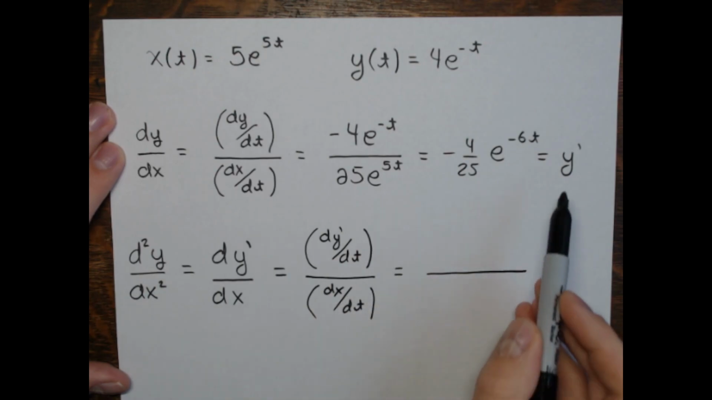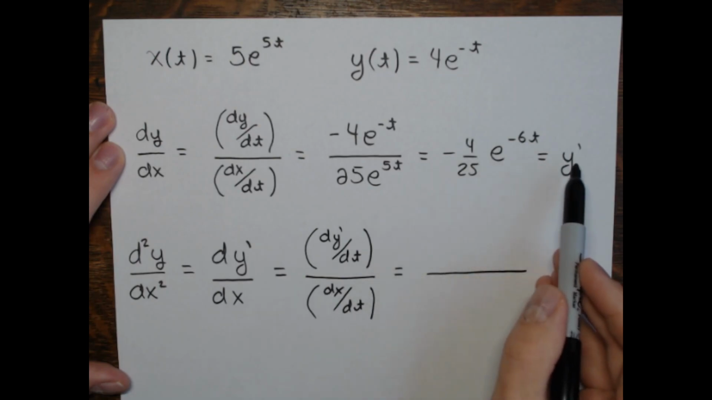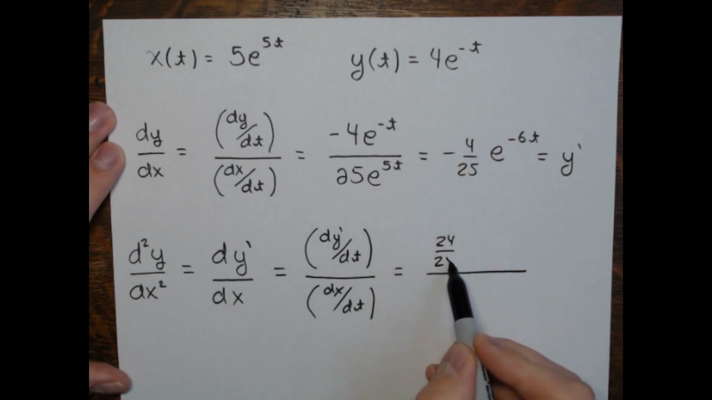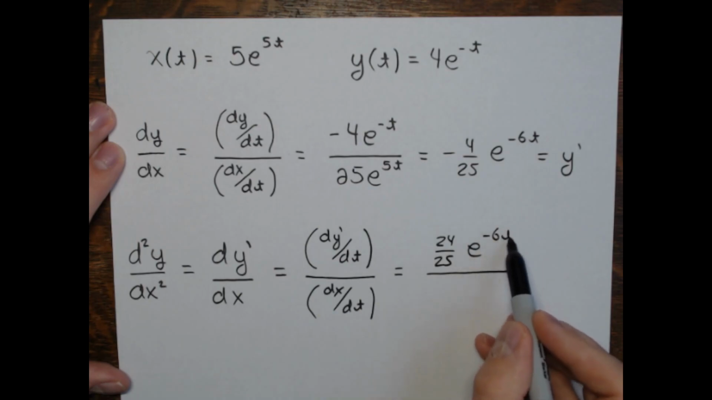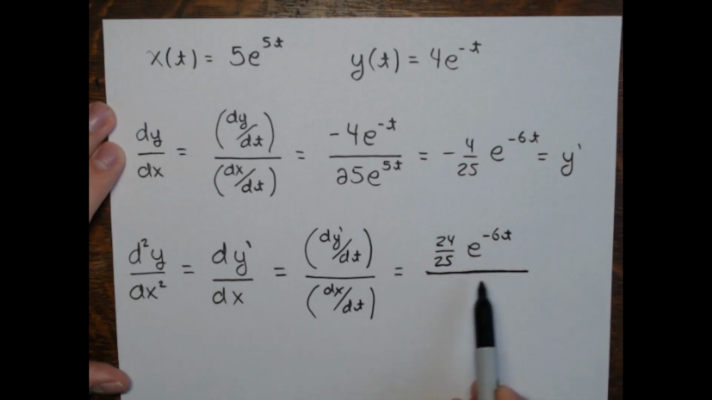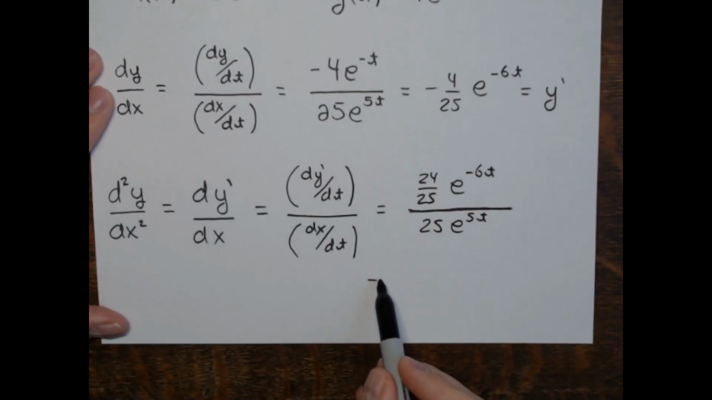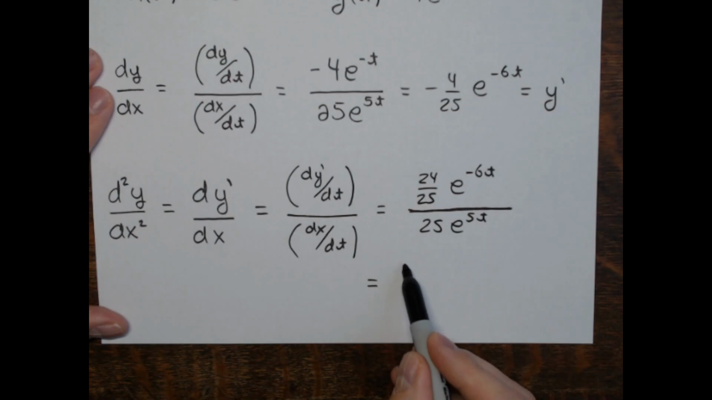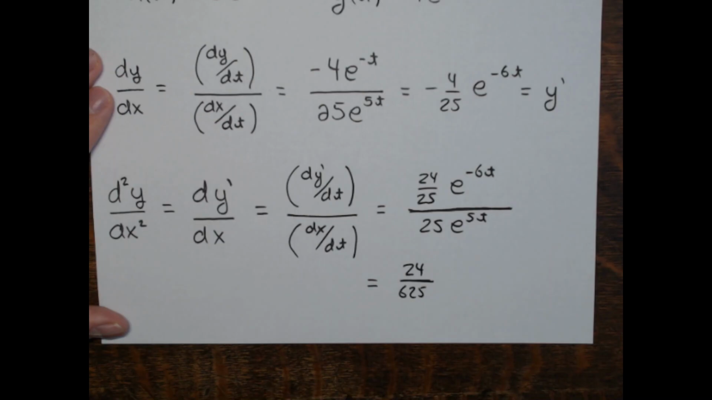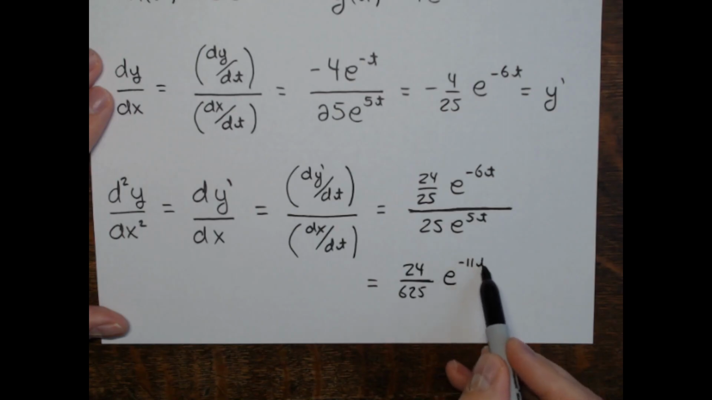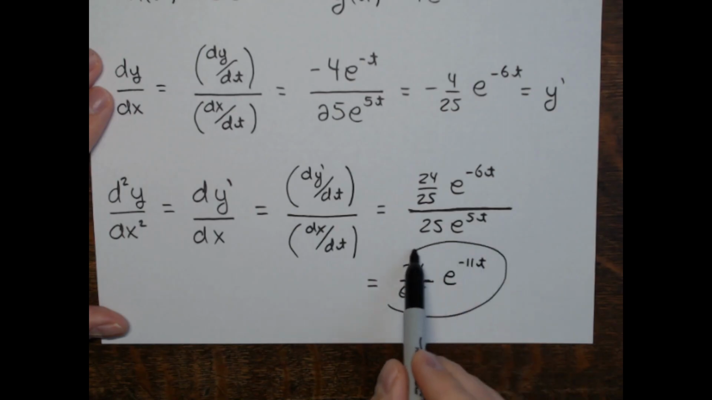All right, so the numerator, here's y prime. The derivative of this with respect to t would be positive 24 25ths times e to the negative 6t, and then divided by dx dt, which is the same dx dt from earlier, 25 e to the 5t. And then, of course, if I simplify this, 24 25ths over 25 would be 24 over 25 squared, and 25 squared is 625. And then e to the negative 6t divided by e to the 5t would be e to the negative 11t. Right, and this is what they're asking for.